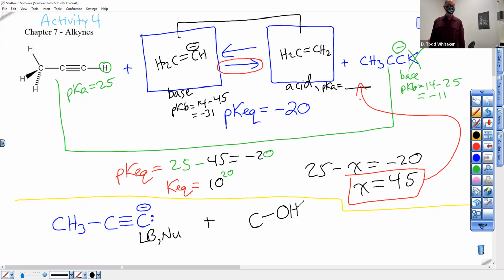What's the pKa of an alcohol? 17. What's the pKb of this thing when it gets its proton back? This thing, when it gets its proton back, is here, 25. Acid-base chemistry says if it's possible, 17 will always go to 25. You're going to do an acid-base reaction. You will not be making carbon-carbon bonds. You'll be making carbon-hydrogen bonds. So I liked your oxygen because it was nice and electronegative, but I didn't like the fact that you brought in a pKa less than 25.